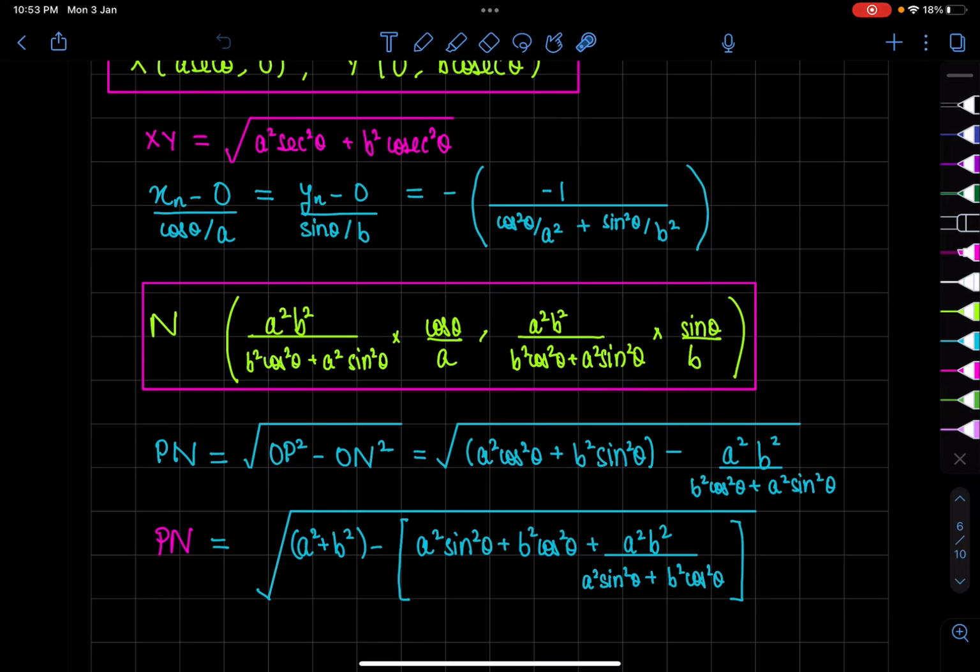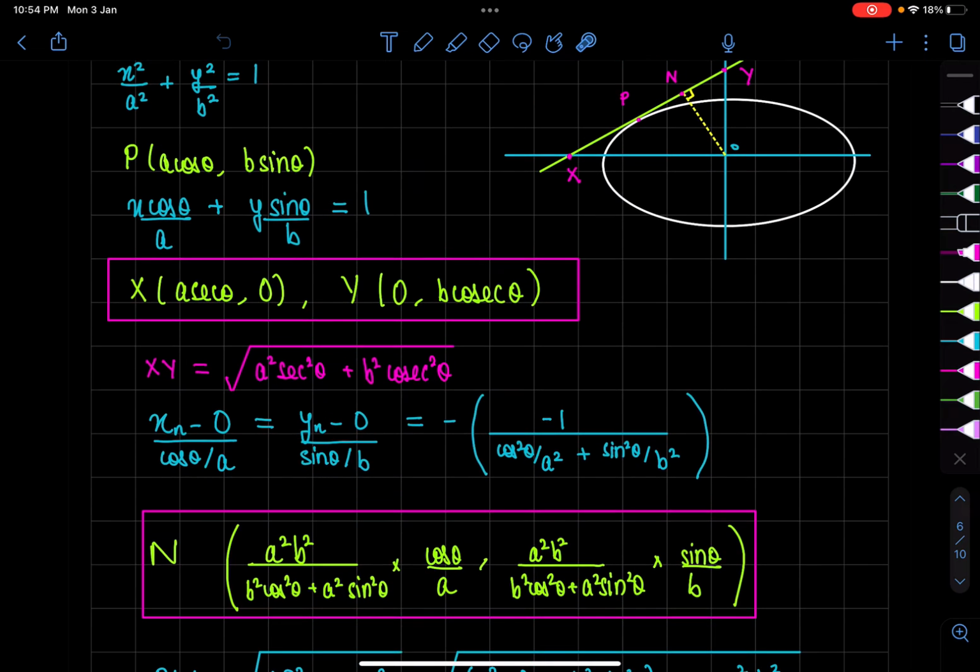This is the reason I am writing it in this form, because it makes the further steps easier for me. I tried doing it using the distance formula for PN and the method I wanted to use was not so direct. So I have used the Pythagoras theorem here. Now I know the lengths of these two line segments, XY and PN.